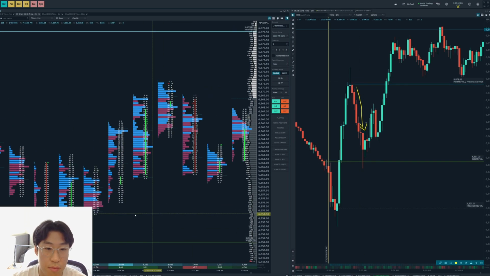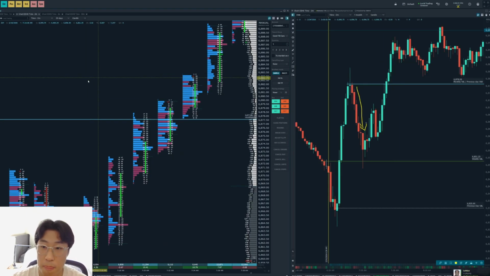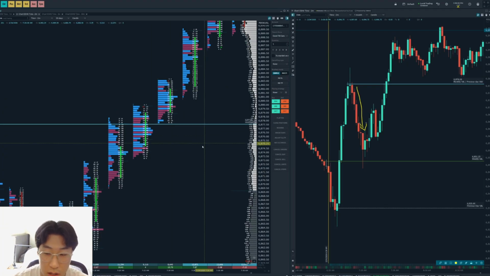So we make another leg higher. We are right over here. And this is where I'm looking to take my breakout trade. Knowing that price did get rejected here, I was looking for a clean breakout.